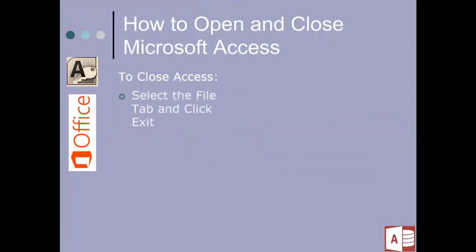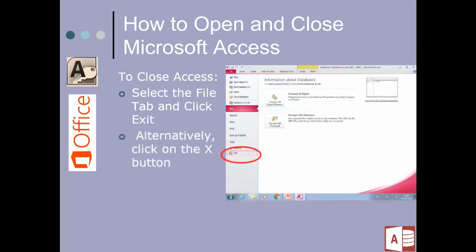Now this is how to close Microsoft Access. You select the File tab and click Exit. The other way you can do it is to click the Exit button on the top right hand side of the program, which is here. And the first option is to go here, Exit on the File tab. So that's how to close Microsoft Access. Now we move to the next slide.